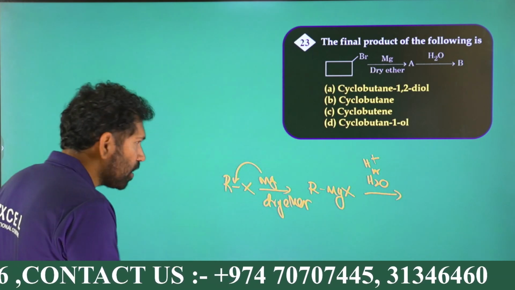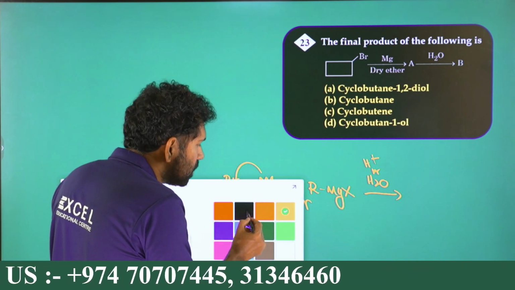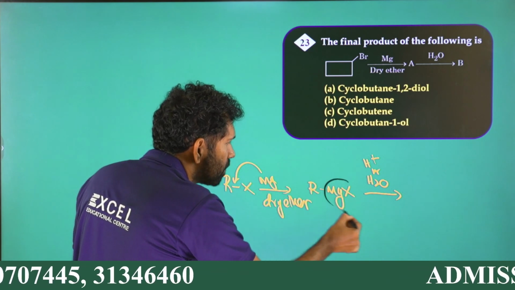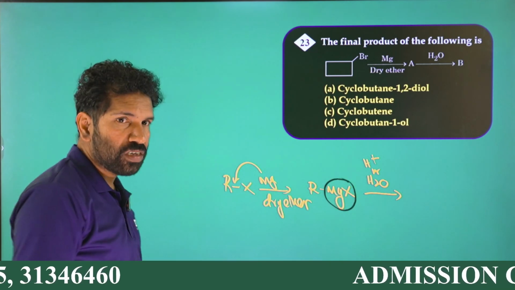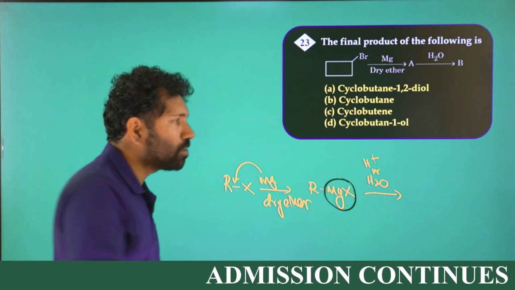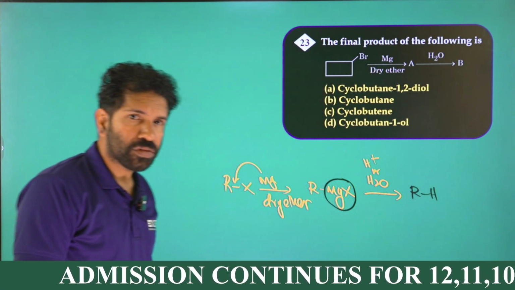The simple thing is that in this RMgX, MgX is replaced by H. MgX plus is replaced by H. So you will get RH. This is your answer, right? So this is the answer.